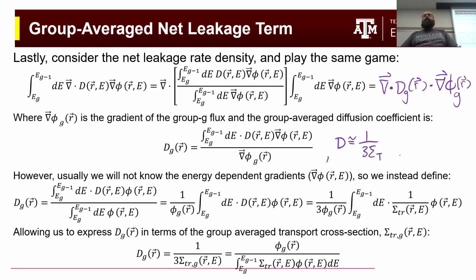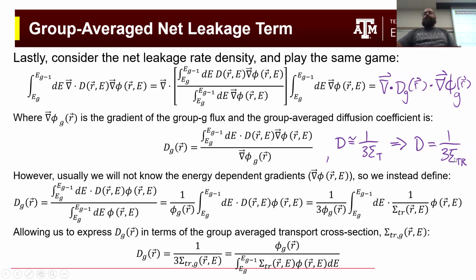But what we're going to do here is modify that original definition, and say that in reality, the diffusion coefficient is better approximated as 1 over 3 times sigma transport. The transport cross-section is a quantity that we take from the results of neutron transport theory to make diffusion more accurate, especially at the boundaries.